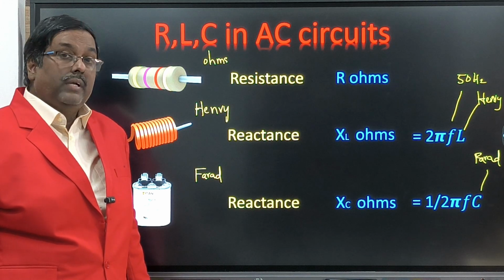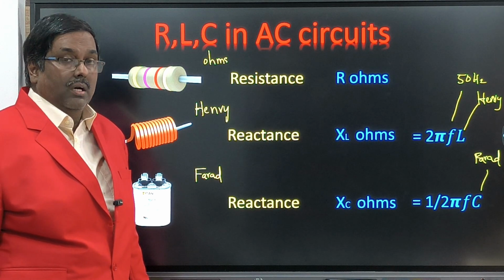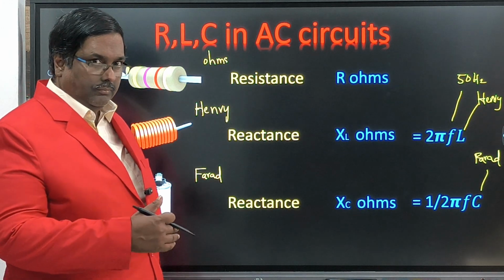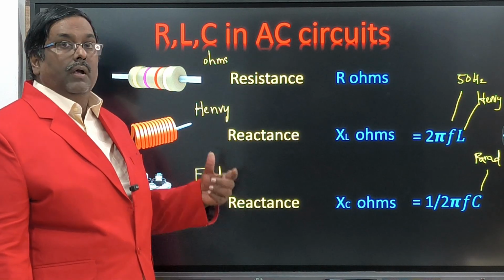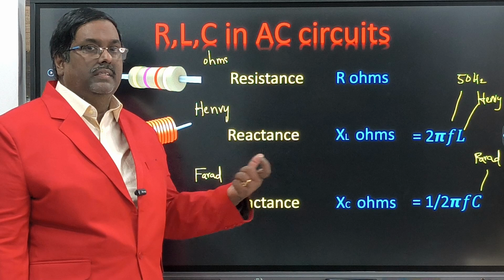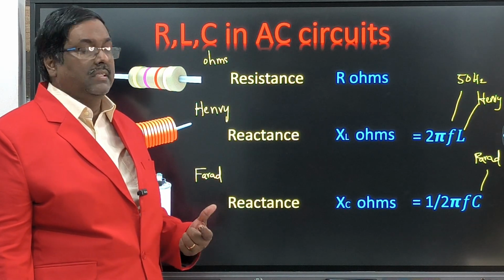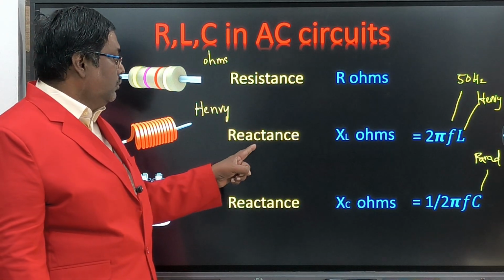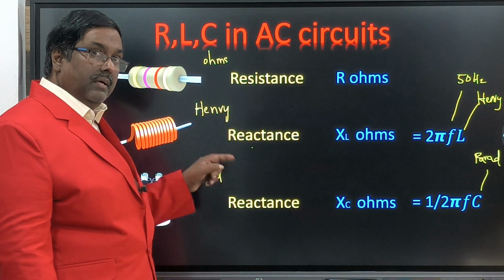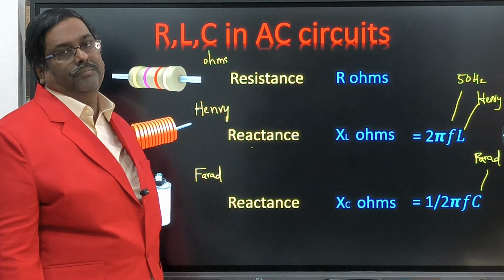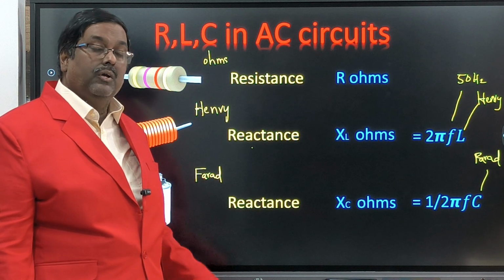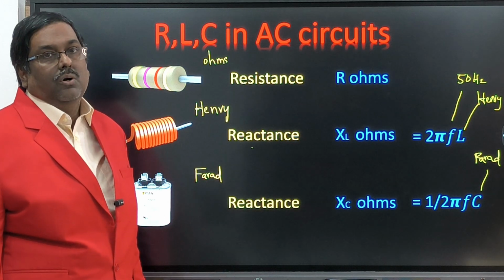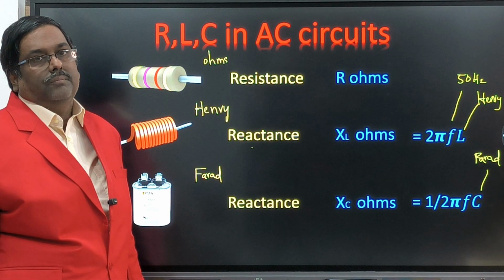So if you take one inductive load, or if you have three loads, capacitive, inductive, and resistive, all three loads in the circuit, you have to calculate the total resistance. You have to calculate the resistance due to the reactance of the inductor and the reactance of the capacitor. All three you have to calculate and add together, but you cannot add directly. You have to add using the phasor method.